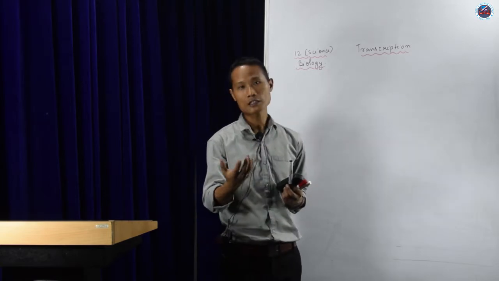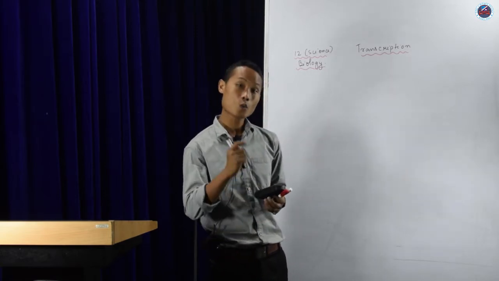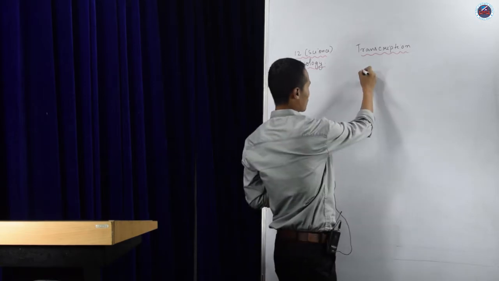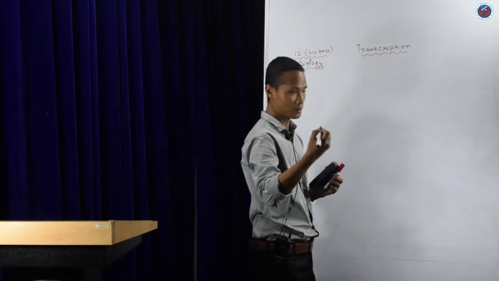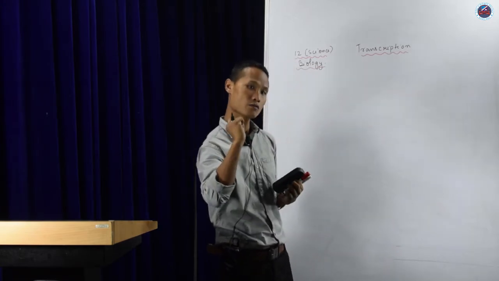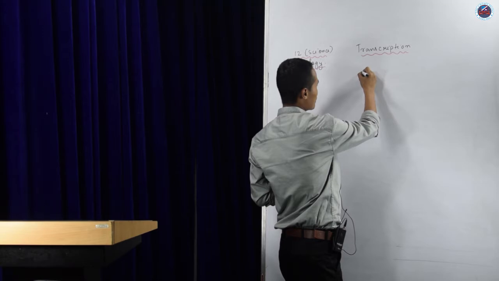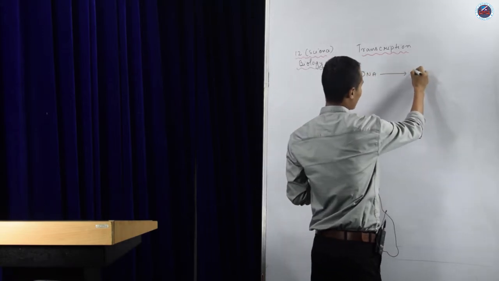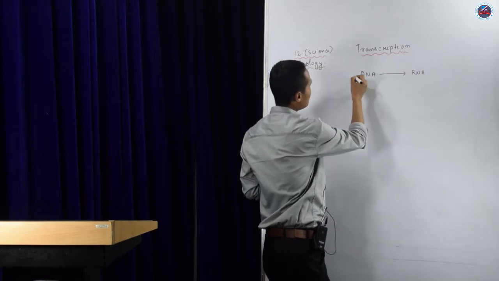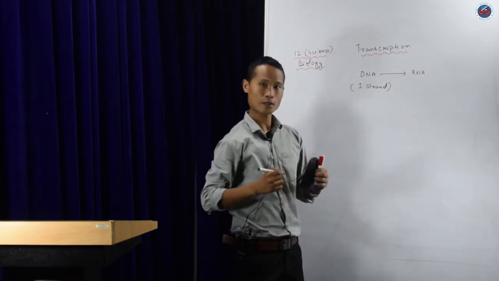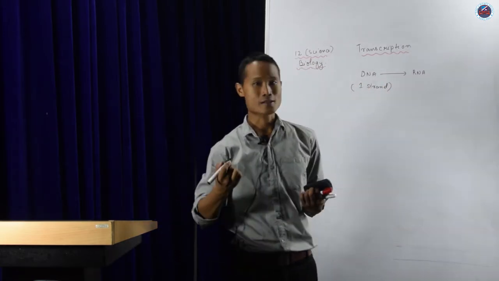Now what is transcription? First of all, transcription means the process of carrying your genetic information from one strand of DNA to RNA. Remember that it is only one strand. Since DNA is double-stranded, but in the process of transcription, only one strand of DNA will be used for the synthesis of RNA. So this is your DNA to RNA. It will be only one strand. We'll discuss why only one strand, why we don't use both the strands.